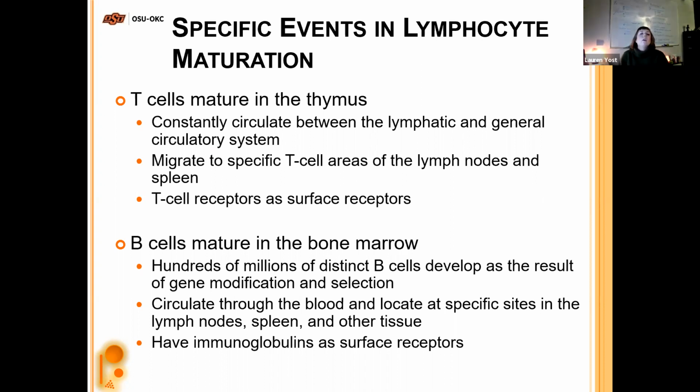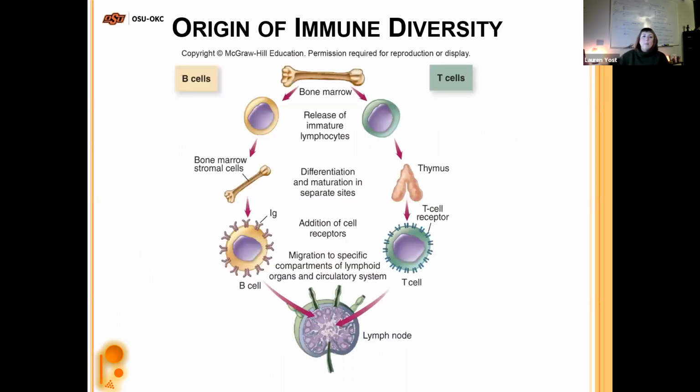Okay? B cells are going to mature in the bone marrow. There's a whole bunch of them, hundreds of millions of distinct B cells develop as a result of gene modification and selection, which we'll talk about soon. They'll circulate through the blood and locate at specific sites in lymph nodes, spleen, and other tissues, and hang out there and wait for activation. They have immune globulins as surface receptors. It's like antibodies stuck to their surface.